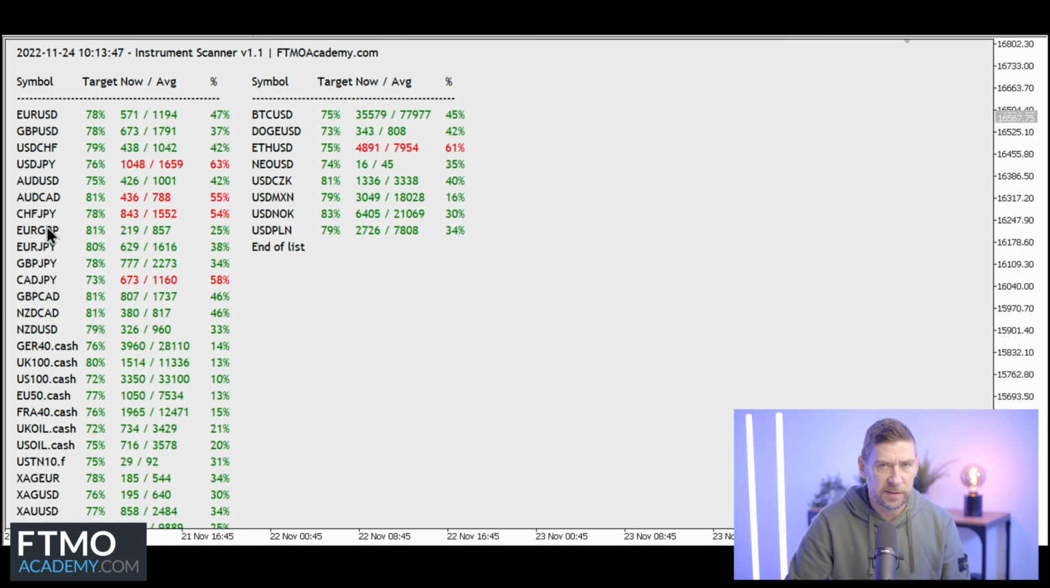Forex pairs have a tendency to have a slightly higher hit rate on the target that we calculate using a mathematical formula, and the stock indices have slightly lower. US 100 is 72%, and we don't even have one at 72. CAD JPY is 73%, but otherwise it's roughly 75 to 80%, which is pretty good. Bitcoin, cryptocurrency, has a 75% chance of hitting our target.